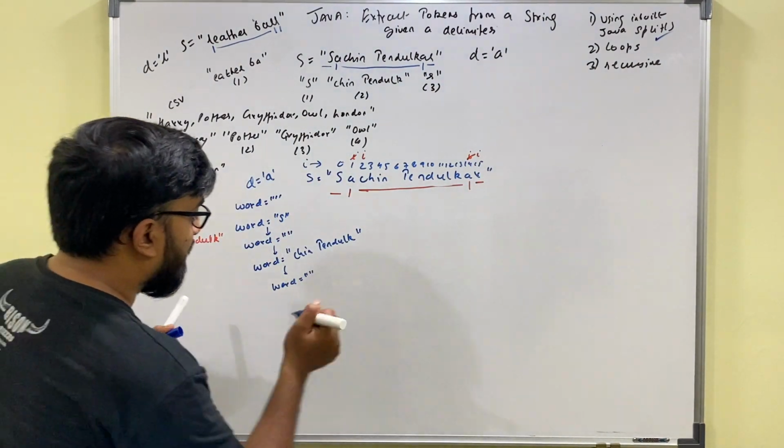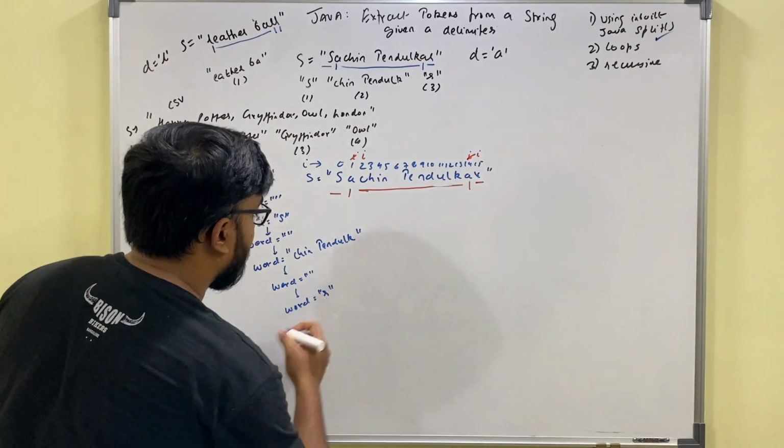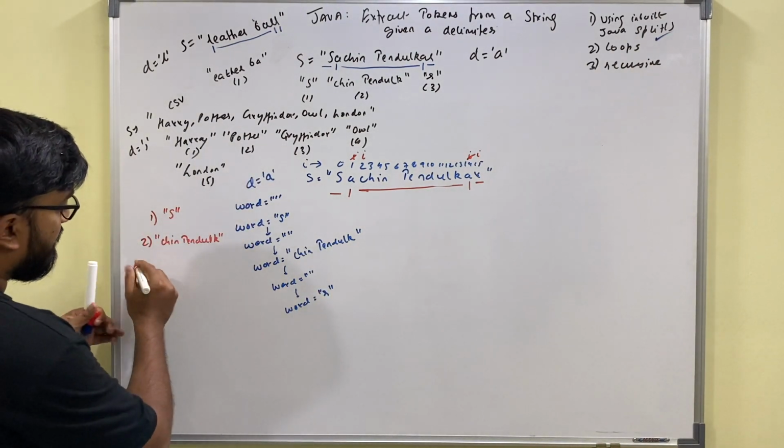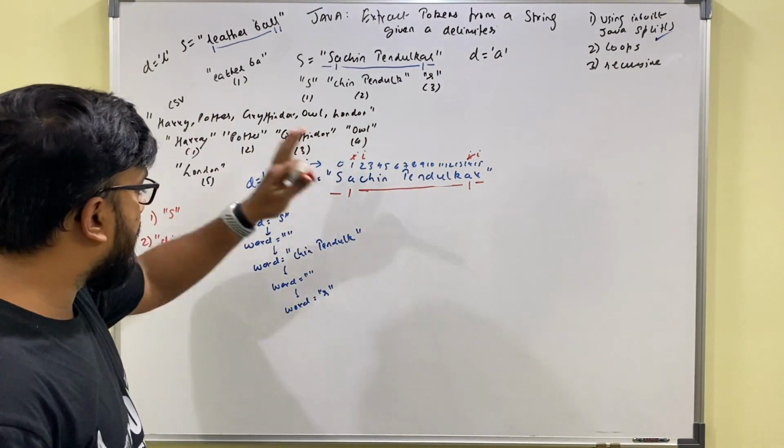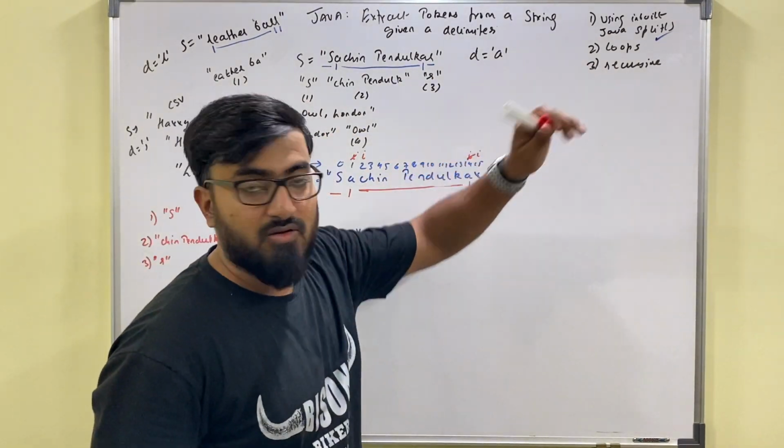So my third word is going to be the single character R in a string. So my third token is R. And this is the process we follow and code in our solution with loops.